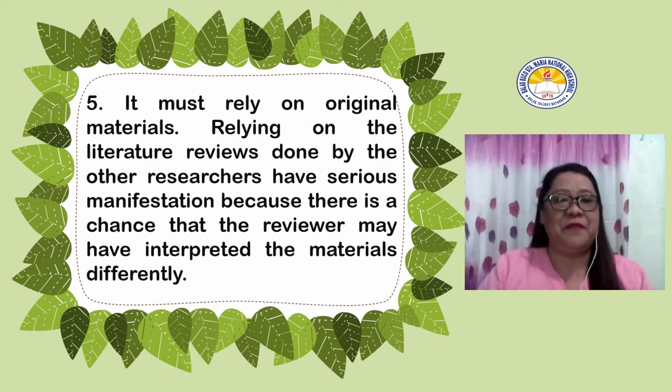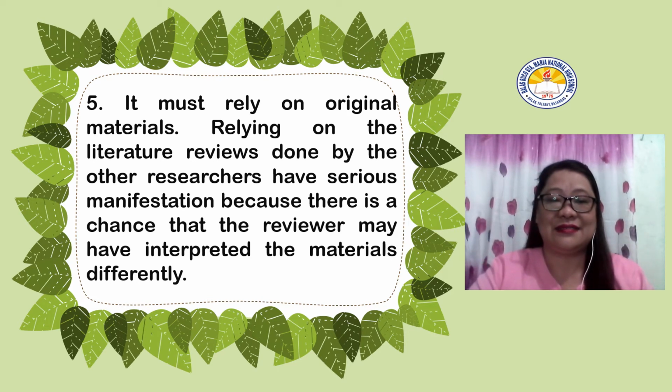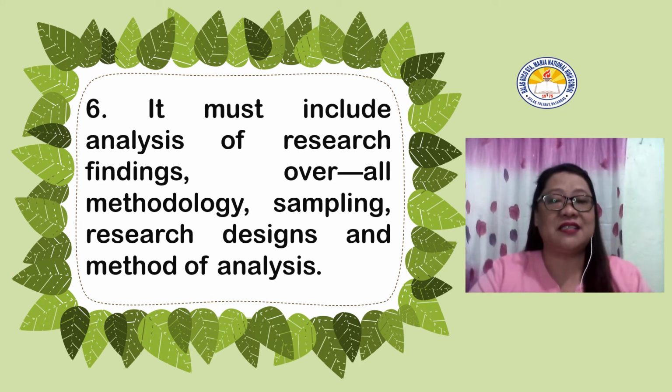For number five, it must rely on original materials. Relying on the literature reviews done by other researchers has serious manifestations because there is a chance that the reviewer may have interpreted the materials differently. For number six, it must include analysis of research findings, overall methodology, sampling, research designs, and method of analysis.